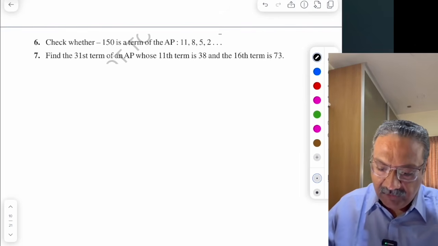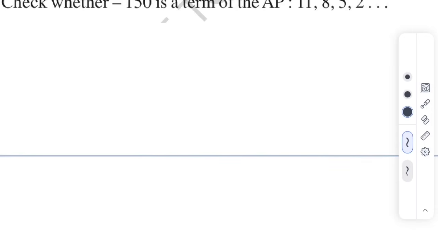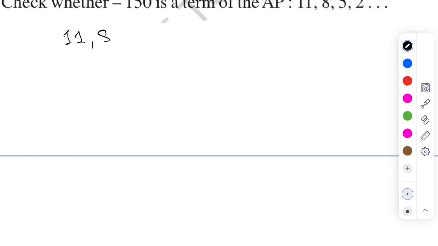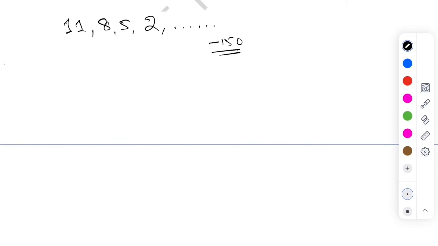Now let us come to the sixth question. In question number 6, we have to check whether minus 150 is a term of the arithmetic progression 11, 8, 5, 2 and so on. They have given the arithmetic progression 11, 8, 5, 2 and so on. Now we have to see whether minus 150 is a term. Now how do we solve this? Let us assume minus 150 is a term of the AP.